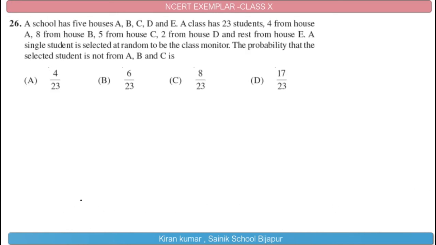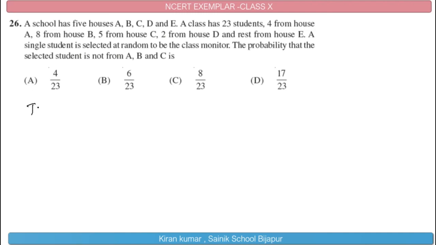Question number 26. A school has 5 houses A, B, C, D, and E. A class has 23 students, 4 from house A, 8 from house B, 5 from house C, 2 from house D, and the rest from house E. A single student is selected at random to be the class monitor. What is the probability that the student selected is not from A, B, and C?